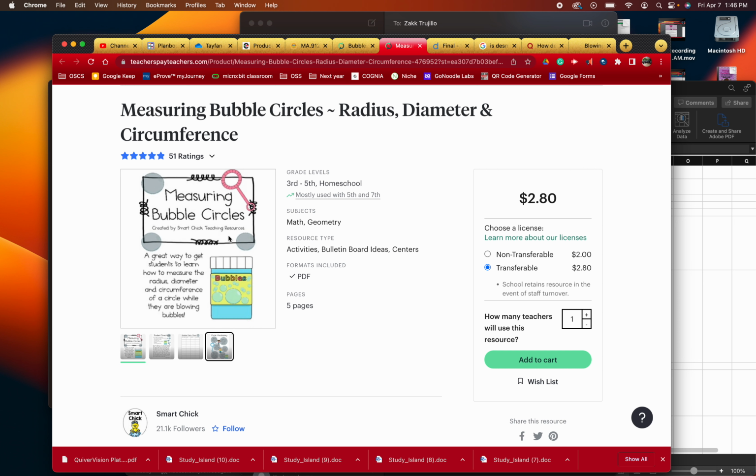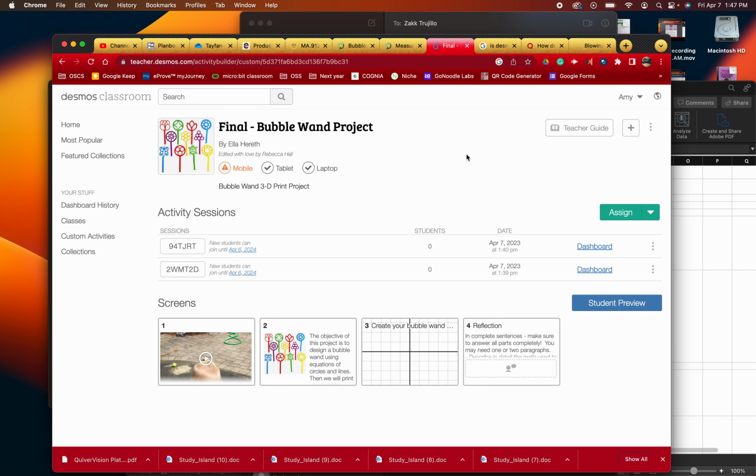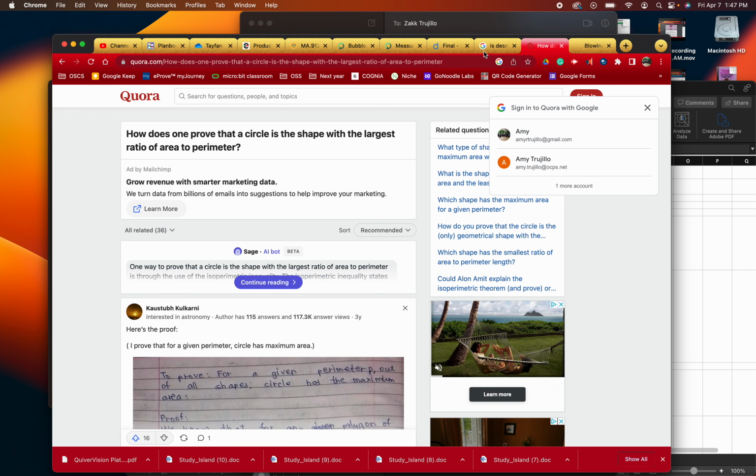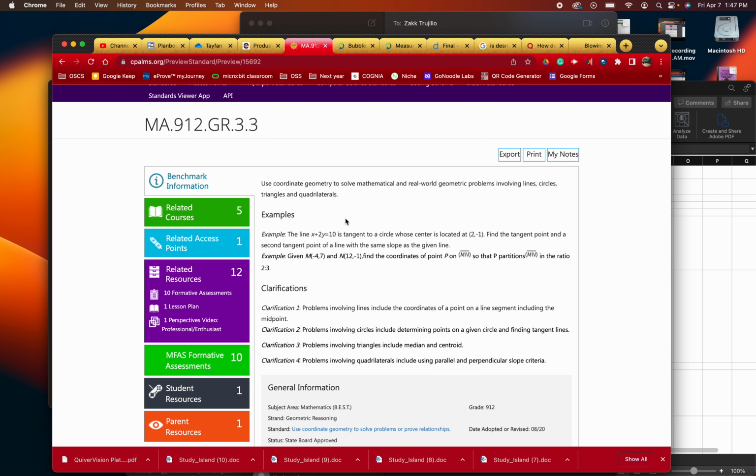So you could do this in the room. It's just one of the activities. This may be a little more out of people's comfort zone, but I will put that on here. And again, you could also do it by making a bubble wand on Desmos, or just going over the standard of the things you know about circles. So the biggest one, labeling all of its parts and figuring out all of the measurements.